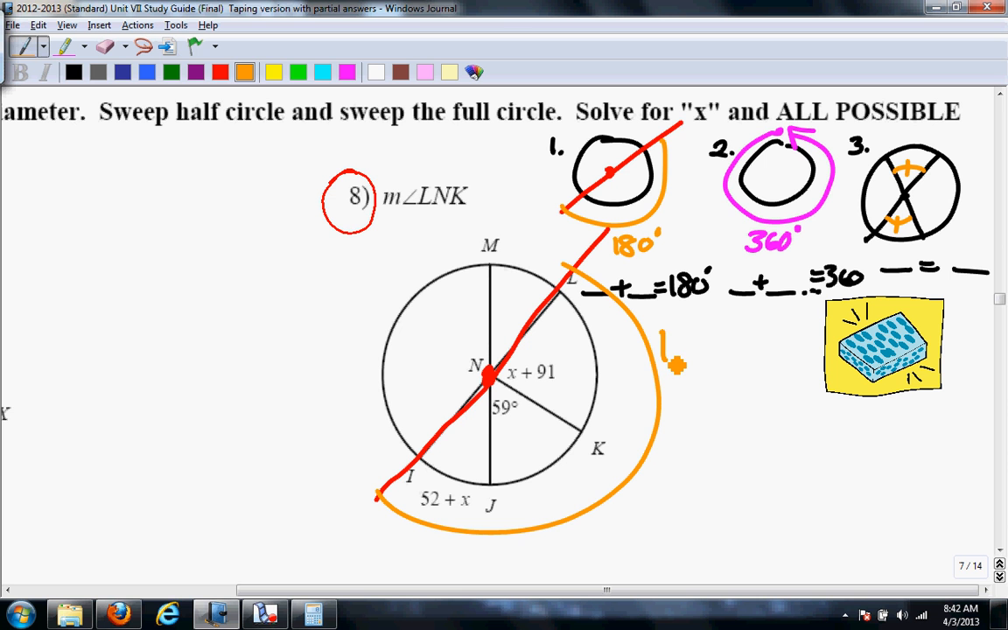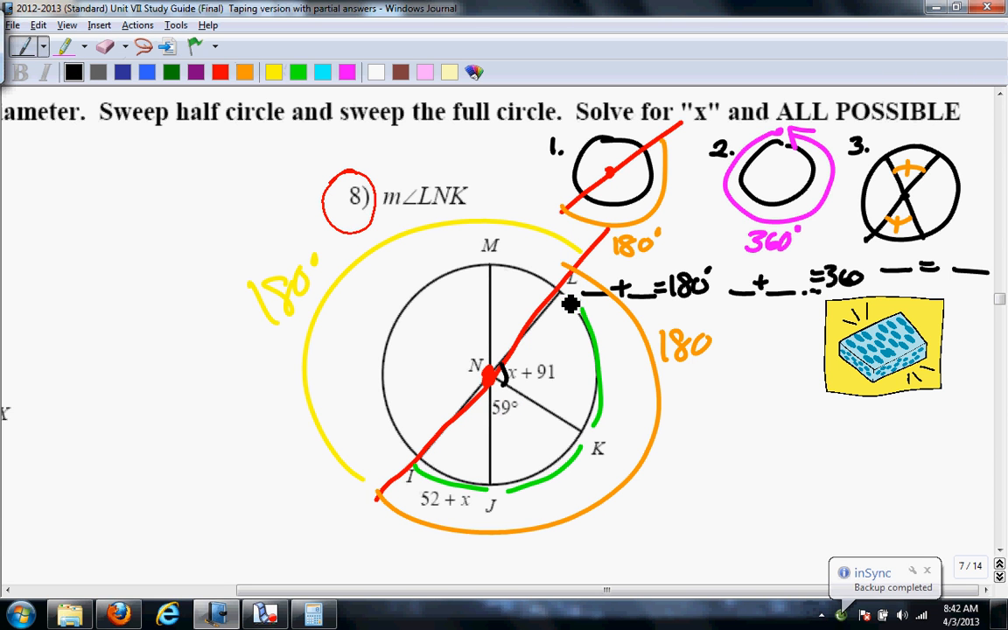And now we sweep 180. And we could sweep 180 this way as well. Check for both. We see here that these 3 arcs and angles add up to 180. And we learned the measure of the angle equals the measure of the arc. So whatever's on the inside is also on the outside. So we can do this.